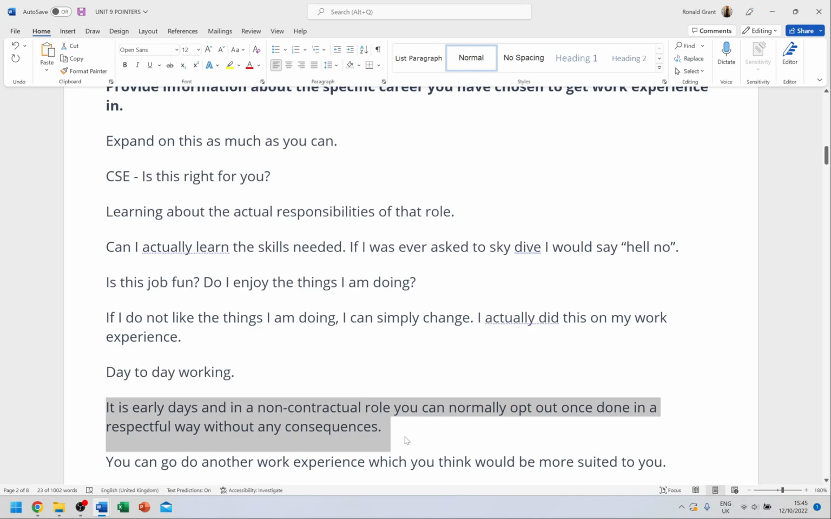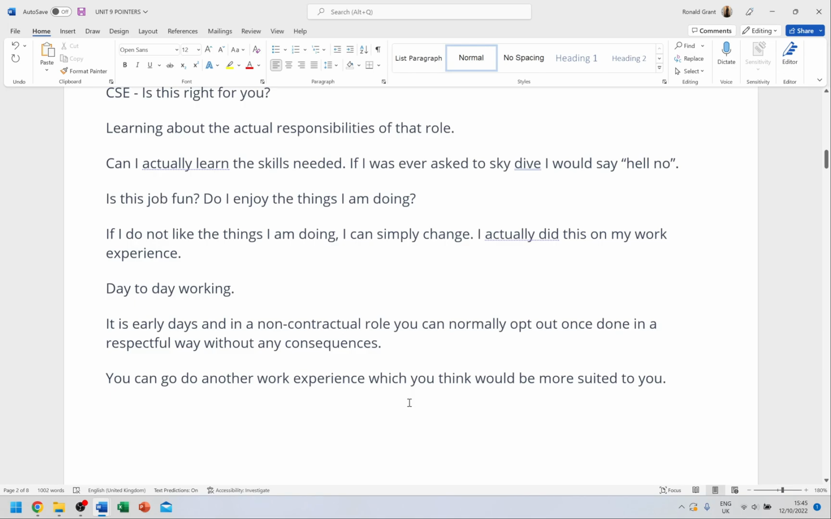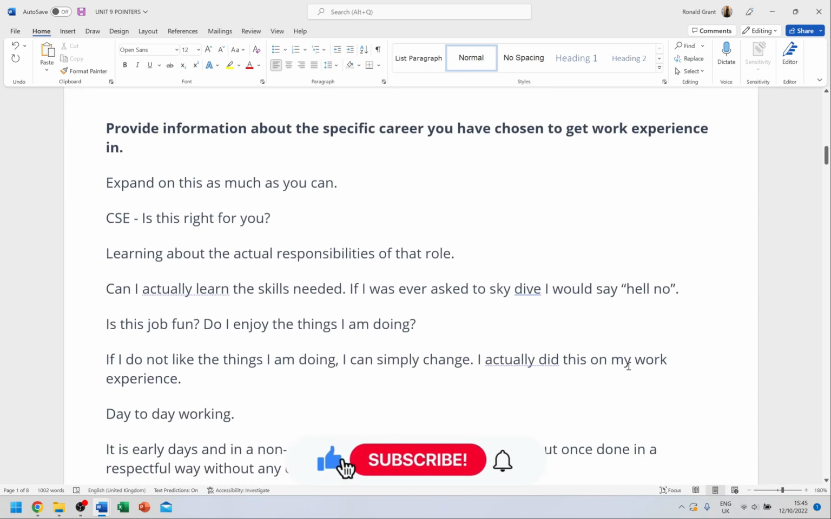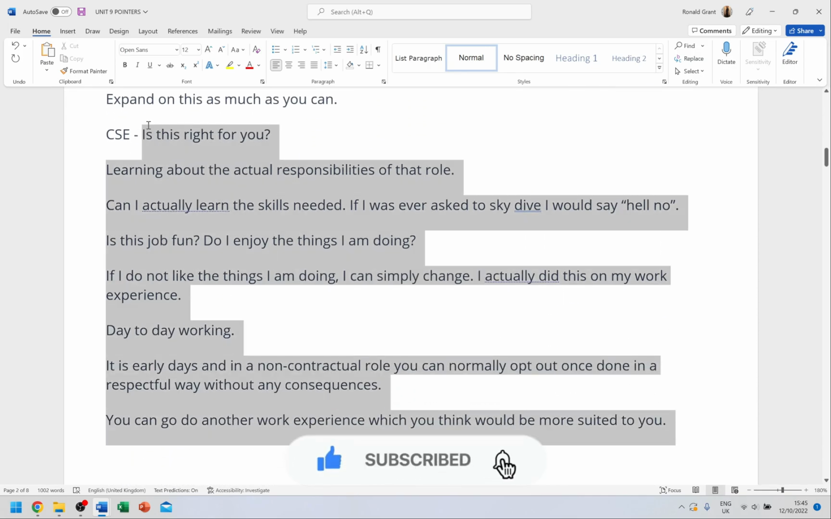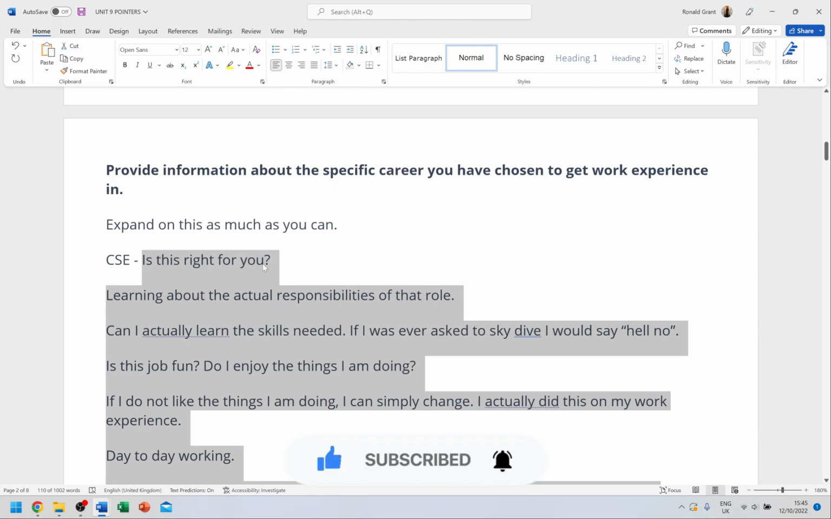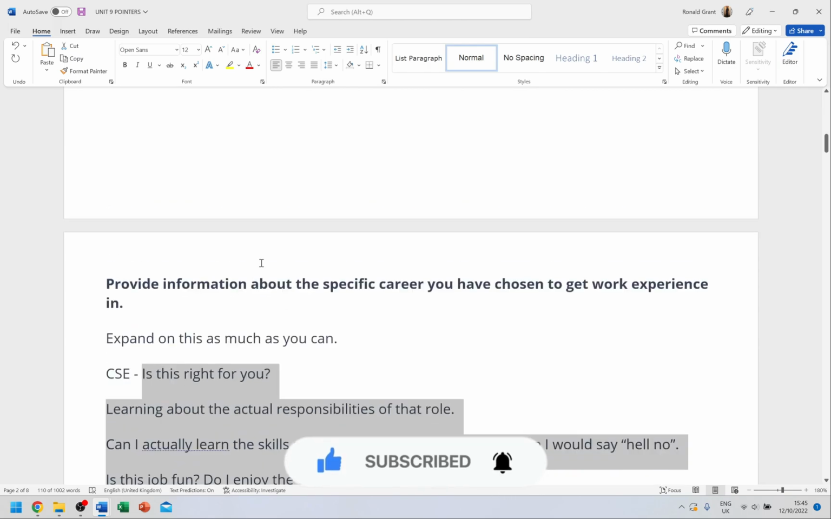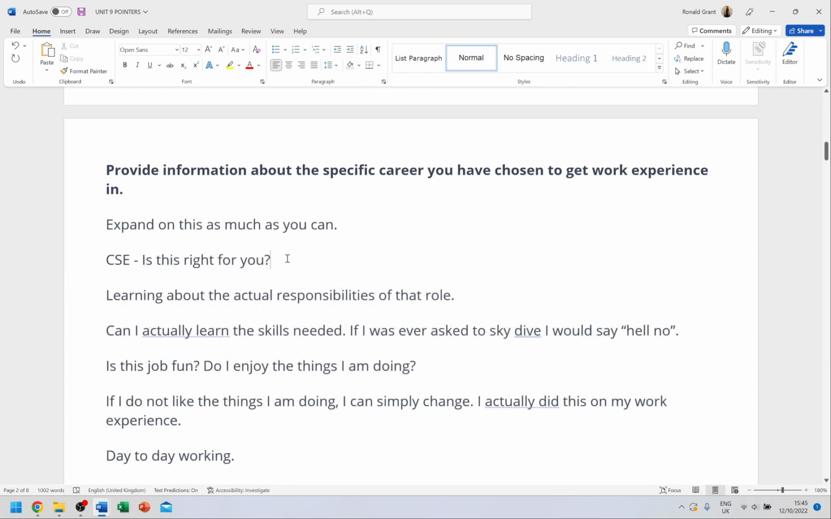That's perfectly fine. And in 99% of cases, employers won't mind, because if it's not for you, you being there and being unhappy and sad and not working to your full potential, greeting customers in a non-friendly way, having a droopy face, it's not going to be beneficial for them either, right? You can go do another work experience which you think would be more suited to you. So again, these are some of the reasons that I think work experience is going to help you decide on your chosen career. Hopefully that was useful. Hopefully that was detailed enough. And thank you for watching.